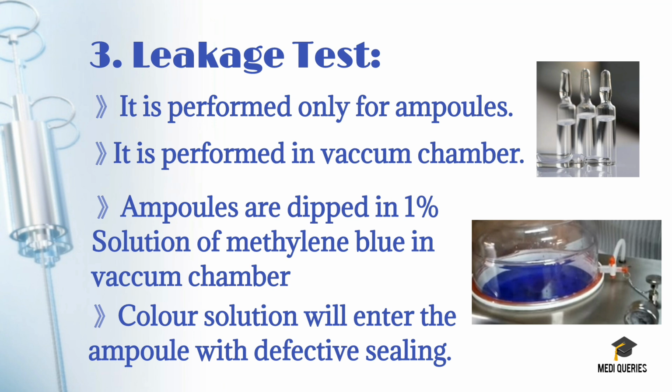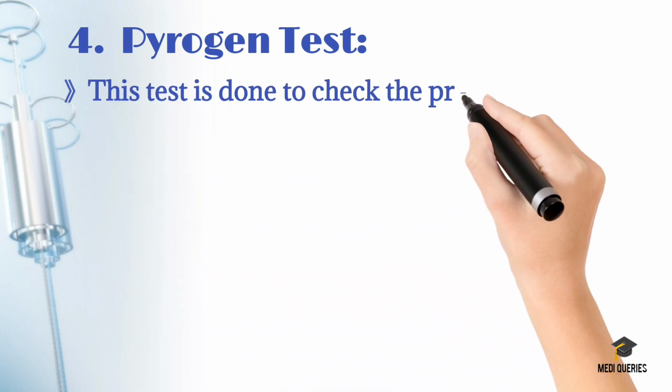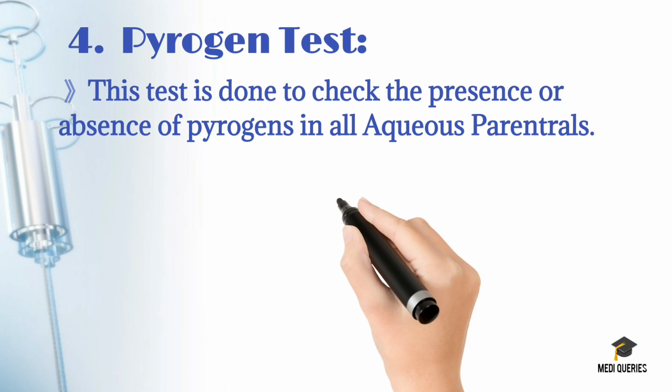Vials and bottles are not subjected to this test because of the flexibility of the rubber. So this is about the leakage test. The pyrogen test is done to check the presence or absence of pyrogens in all aqueous parenteral preparations. So what do these pyrogens mean?